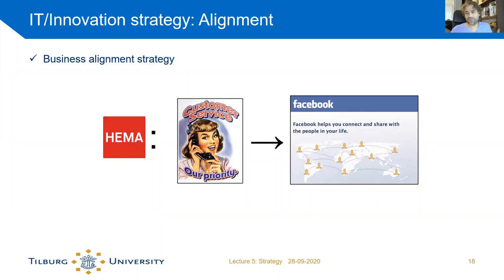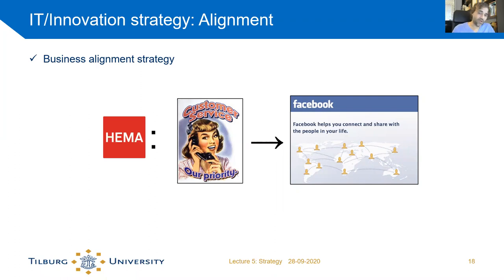So for example, if HEMA or any other organization says, okay, in the coming years, we want to focus on increasing customer satisfaction. How can we do that? So we want to be able to respond quicker to customer questions. We want to be able to handle our after sales in a more efficient and customer-friendly way. How could we do that? And then suddenly HEMA realizes, maybe we can invest in Facebook, so we can update our Facebook page. We can have people available around the clock 24/7 who are online and who can answer questions via Facebook or Facebook Messenger, or maybe WhatsApp or other technologies. So we can use that technology, we can use that innovation in order to obtain our goals.